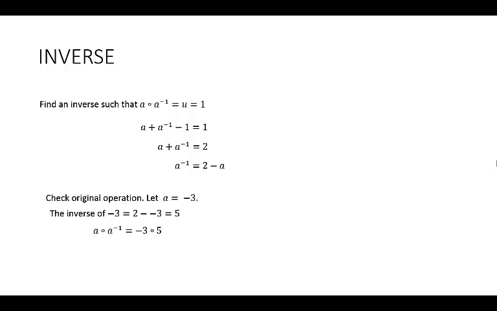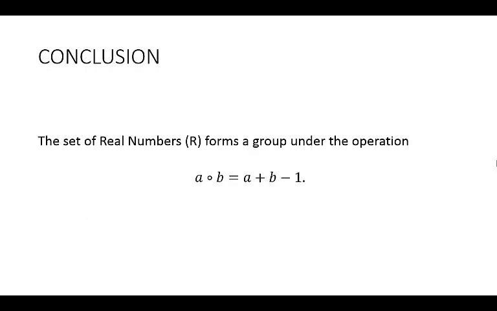So now let's do a * inverse of a, and what we're hoping is that we'll end up with u. We'll end up with the identity element. So a * inverse of a is −3, which we chose as a, operation 5, which we found to be the inverse of a, which equals −3 + 5 − 1, which equals 1, which is the identity element. So the inverse of any element under that operation is 2 − a. So the conclusion, the set of real numbers forms a group under the operation a * b = a + b − 1.